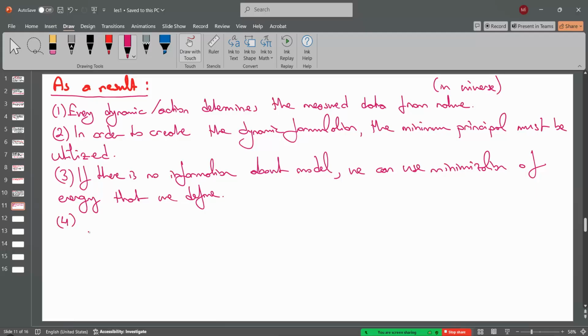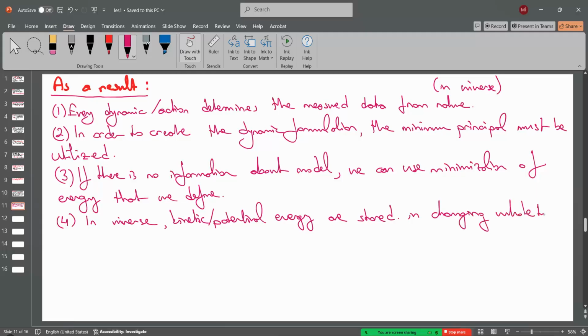And so in the fourth place, in the universe, the kinetic and potential energy are stored. We cannot destroy or create this kind of energy, but we know that all the time the kinetic is transferred into the potential one, or the other case is correct, right? It is changing all the time, right?